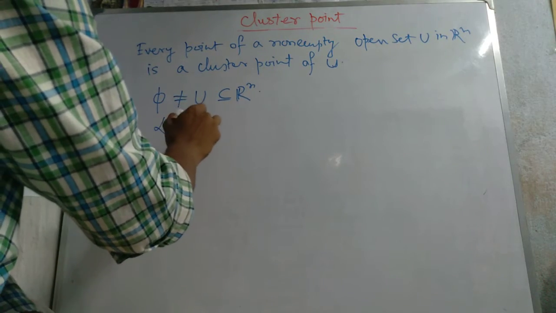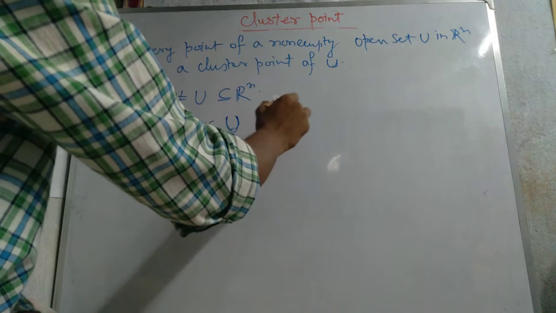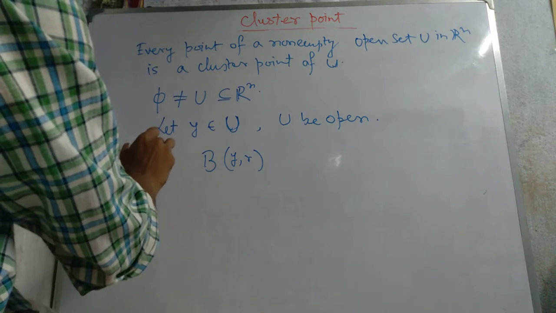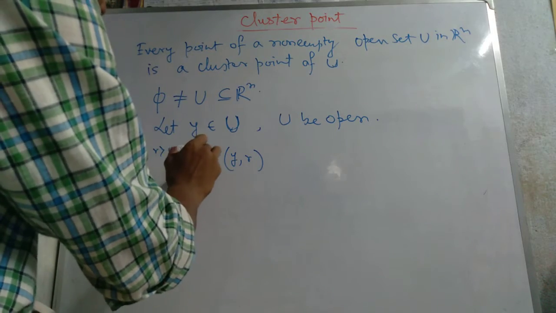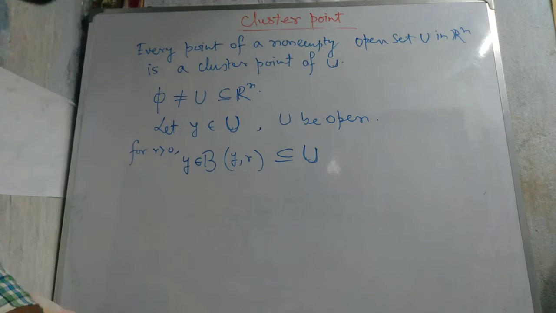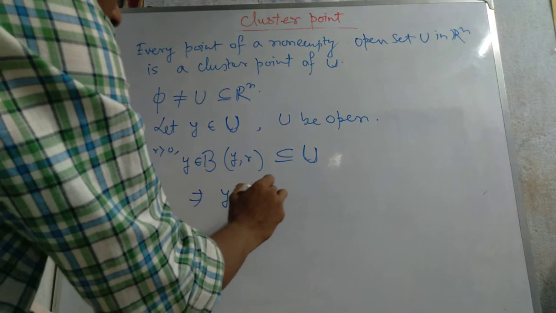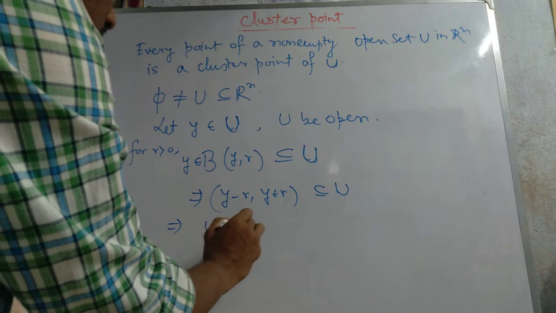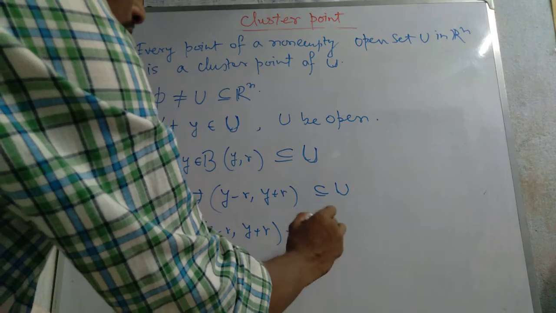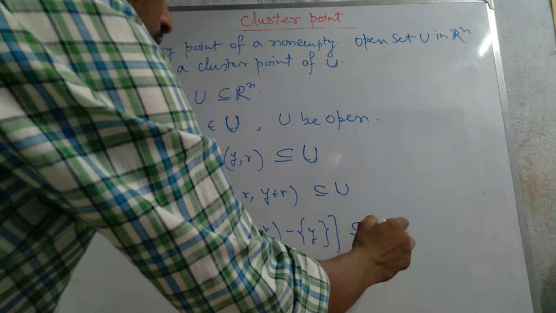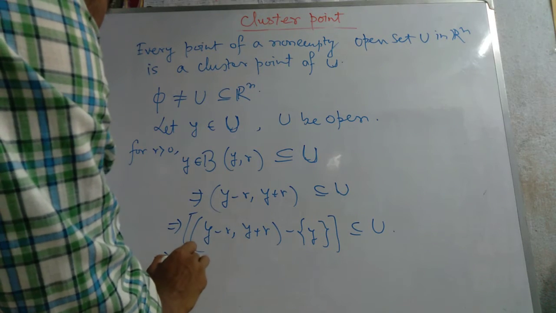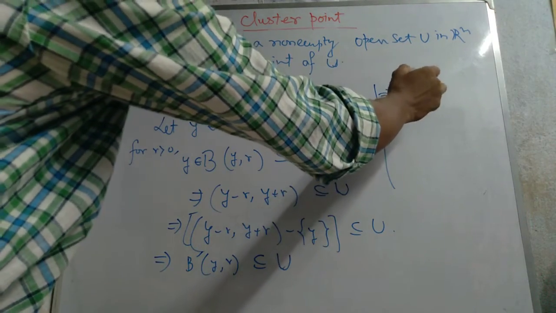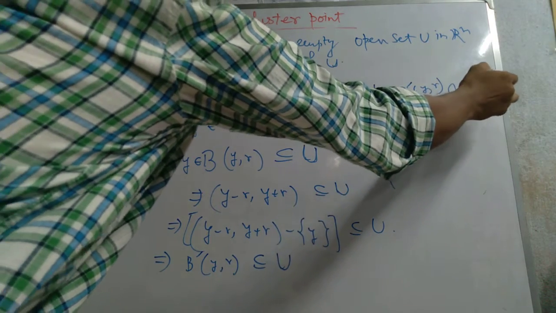Now let y belong to U. Then U is open. Open means there exists B(y, r) for r greater than 0, with B(y, r) contained in U. Obviously, this implies that (y-r, y+r) is a subset of U. So we easily handle that: (y-r, y+r) minus {y} is a subset of U. Then what we do is this intersection U not equal to empty set.